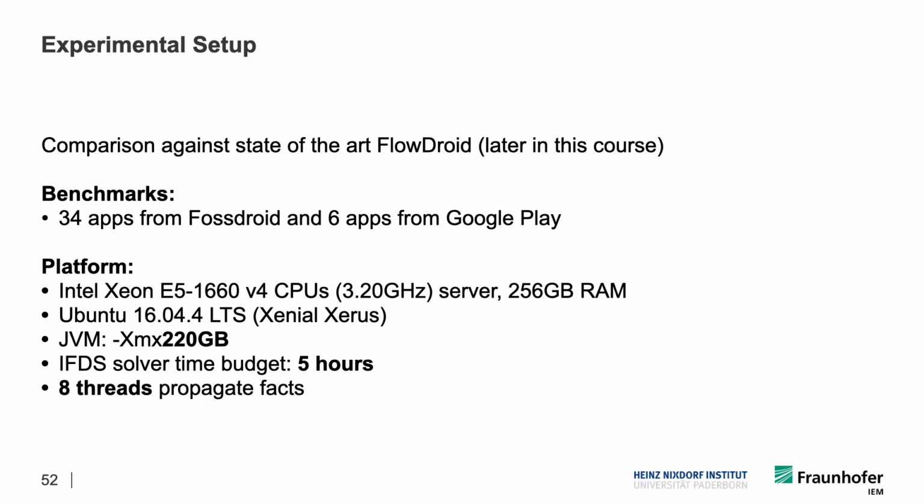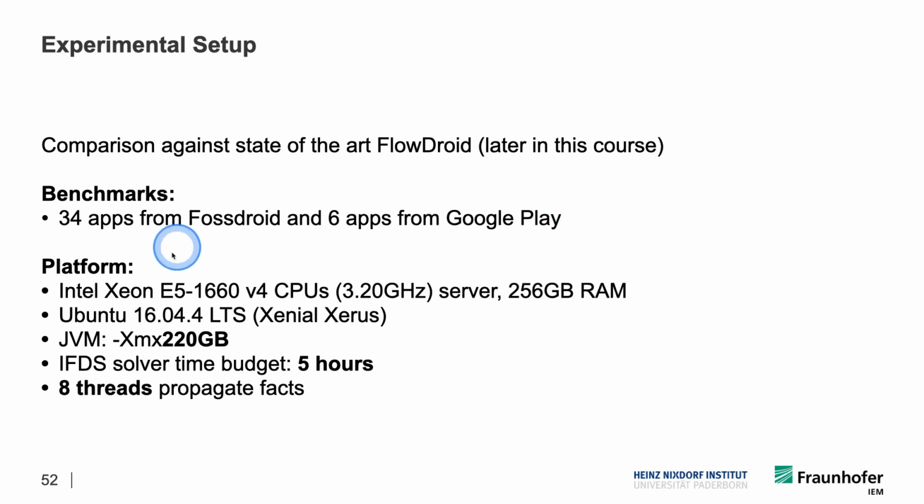And Sparse IFDS now implemented this caching-based creation of the sparse control flow graphs that I presented. And it also used a multi-threading mechanism to do multi-threaded computations. But FlowDroid already has that as well. So both implementations actually use multiple threads to propagate the facts through the program. And then the authors used 34 apps from F-Droid, so that's free open source Android apps, and also 6 apps from Google Play. So these are closed source apps.